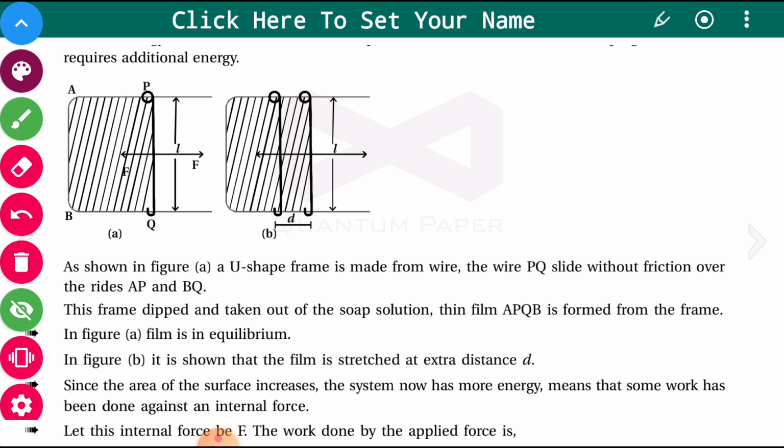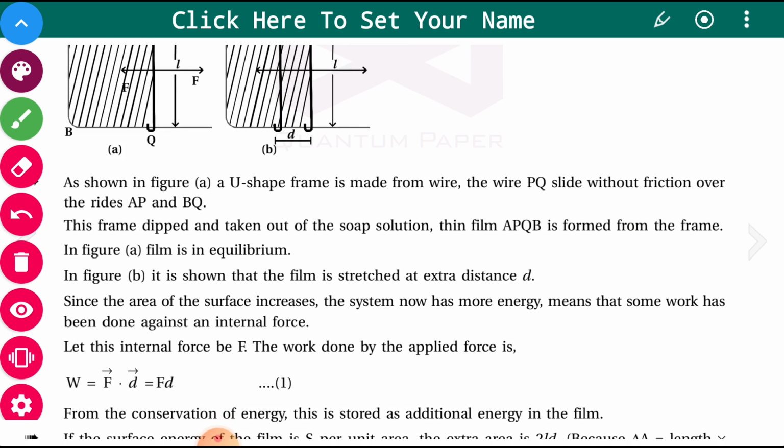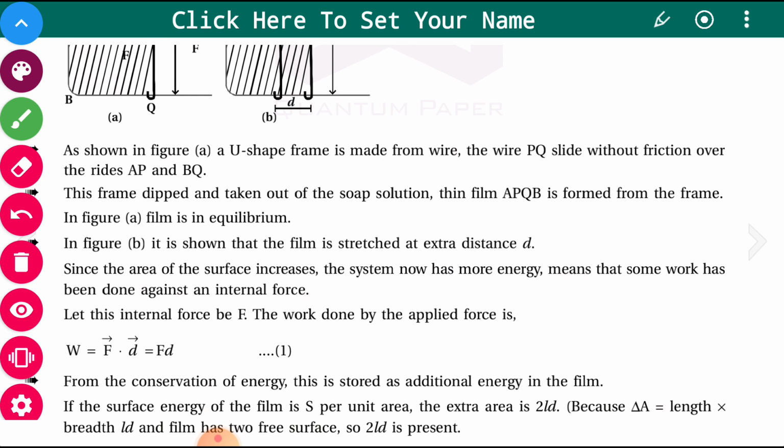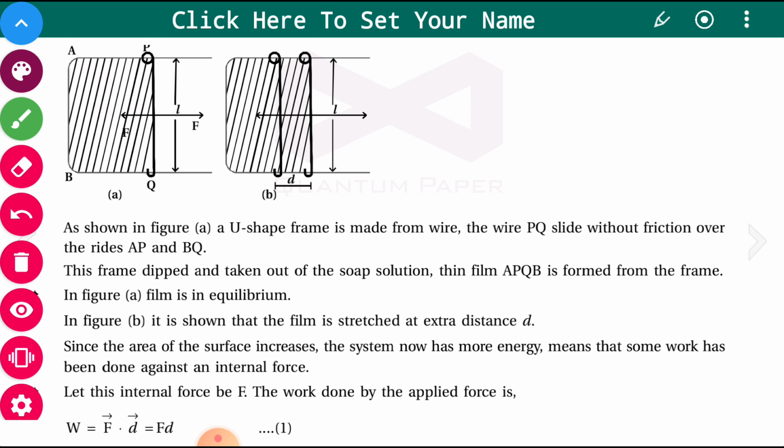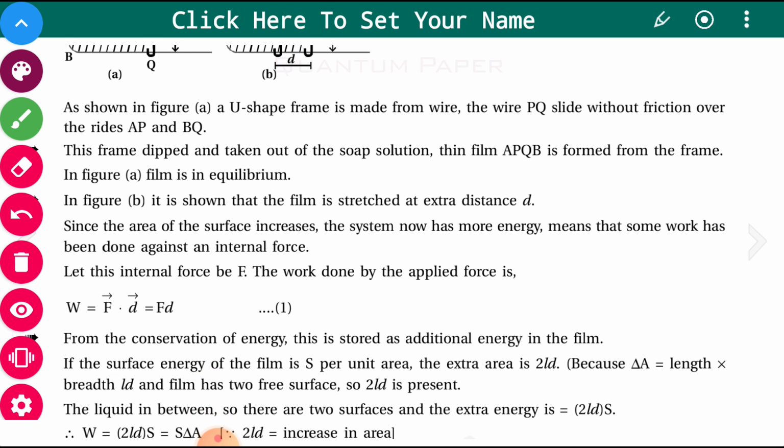this frame in the soap solution, then there will be a thin film which is produced here in this particular region. So this ABQP is a small, thin film which is produced here when this is dipped in the soap solution. Now in this first figure, this film is in equilibrium.